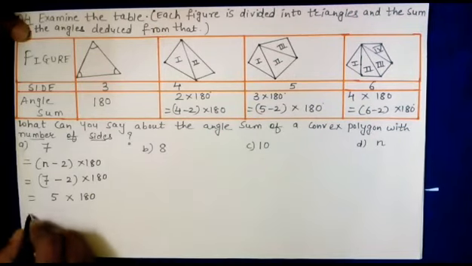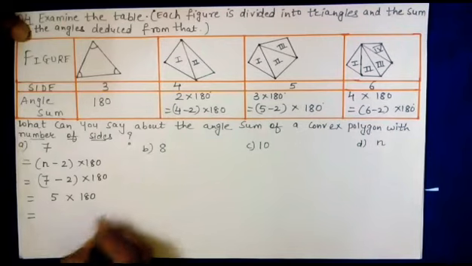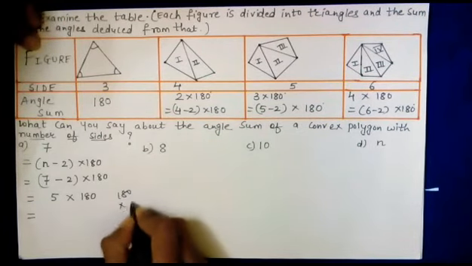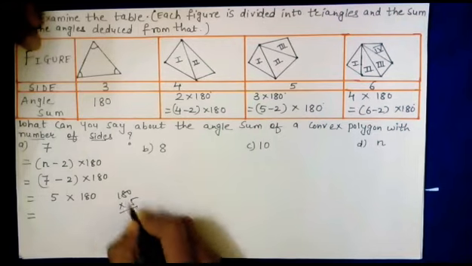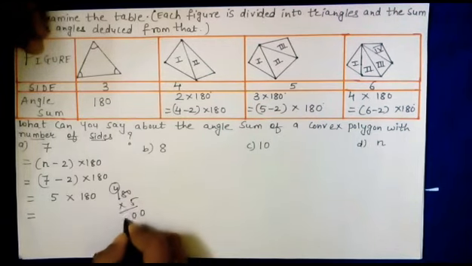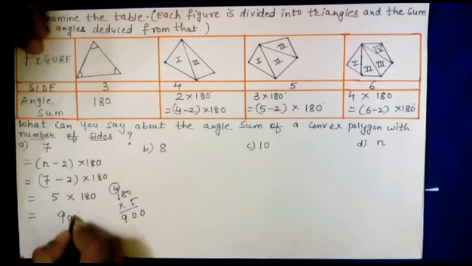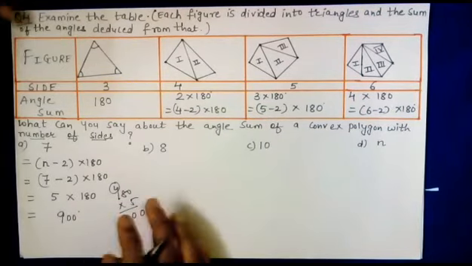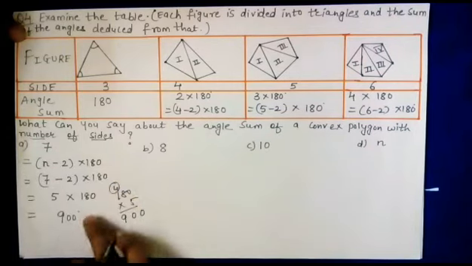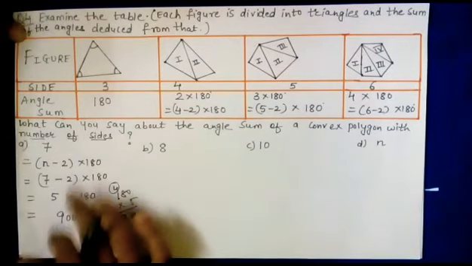So 5 into 180. Now we will multiply 180 by 5. So 180 multiplied by 5. 5 zeros are 0, 5 8s are 40, 0 carry up 4, 5 ones are 5 plus 4 is 9. So 900. So what will be the total of all the angles of a 7-sided convex polygon? It will be 900 degrees. So this is our answer of the first one.